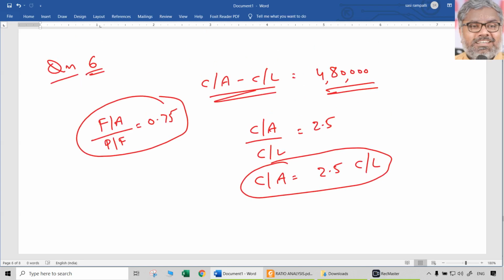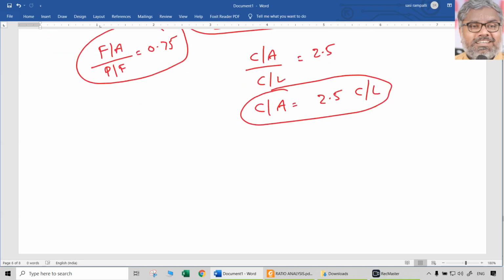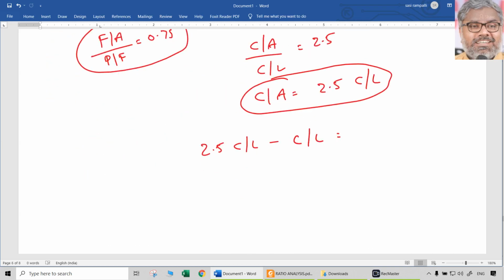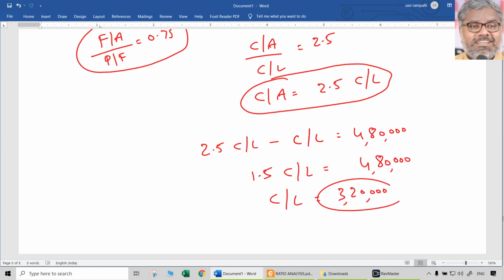Now if you substitute it in the original equation which is already given, instead of current assets you write 2.5 current liabilities, minus current liabilities is equal to 4,80,000. In other words, 1.5 current liabilities is equal to 4,80,000. So current liabilities will be 480 divided by 1.5, that is 3,20,000. So we have got current liabilities.